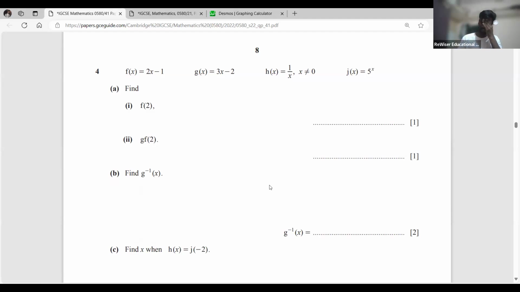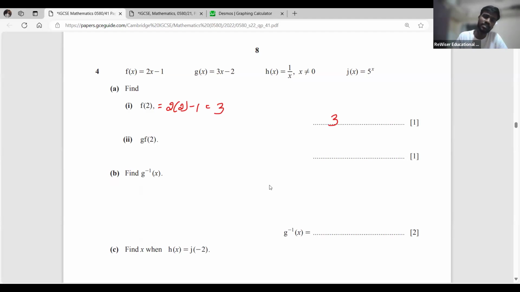So f of x is given as 2x minus 1. So in that case, f of 2 would be, I have to replace x with 2. So that's going to be 2 times 2 minus 1, which is nothing but 4 minus 1, which is 3. So the value of f of 2 is 3.